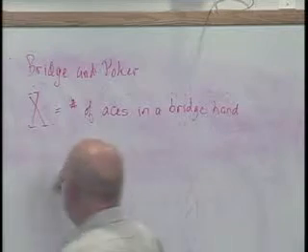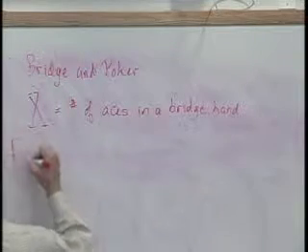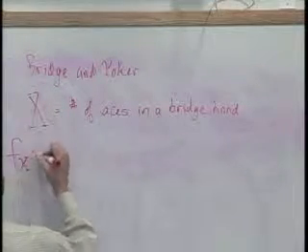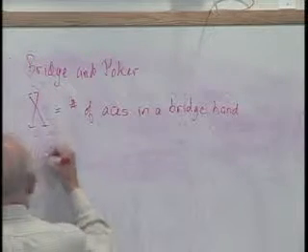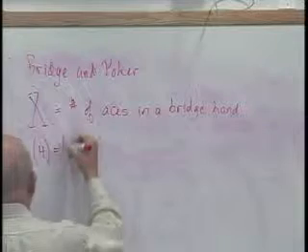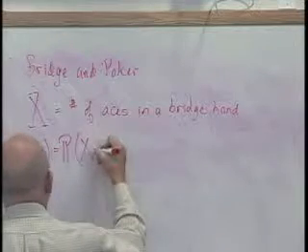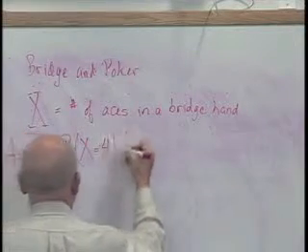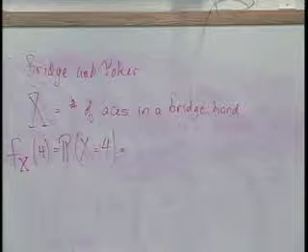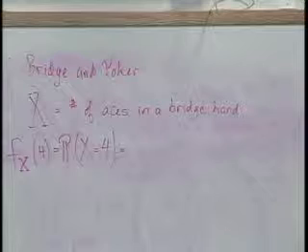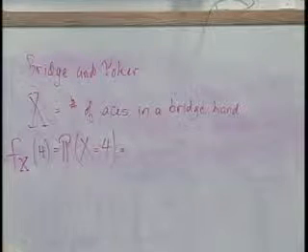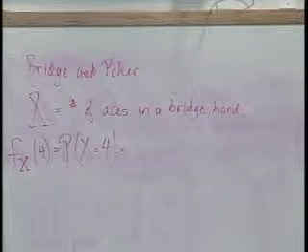Okay, let's work out f sub capital X of 4. That means the probability that the number of aces in your hand is 4. If you've got all 4 aces, how many ways are there of filling out your hand?